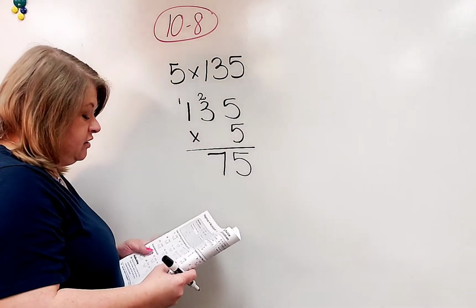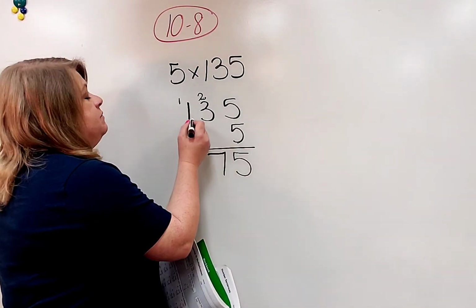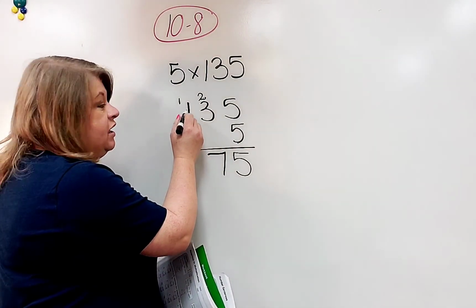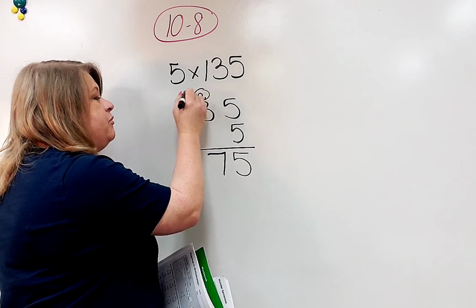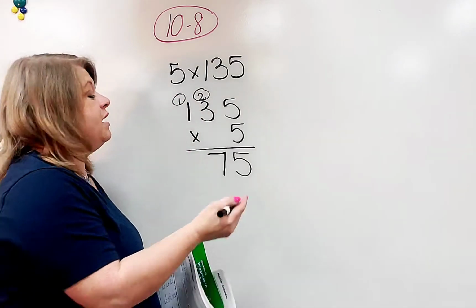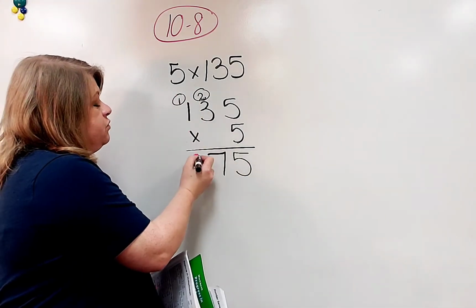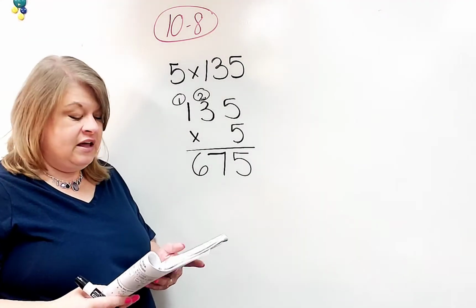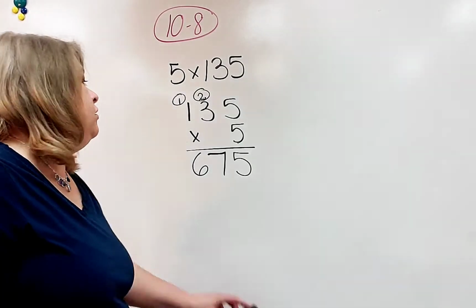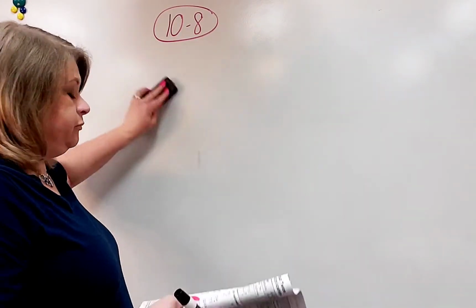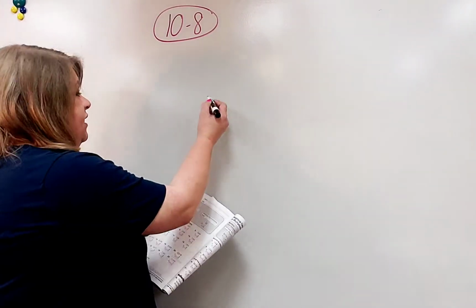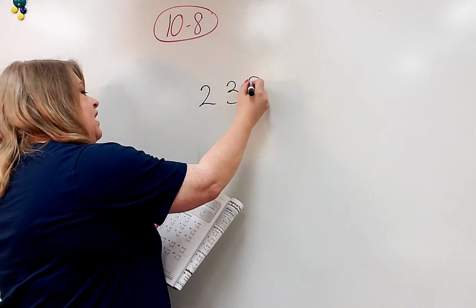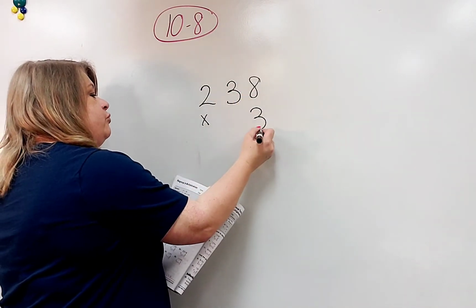All right. So then we have 5 times 1 is 5, but we add these numbers. You've got to remember, these are the numbers we add to the product. 5 times 1 is 5, plus 1 is 6. 675. Let's look at the examples here. We're going to try some together. Number 1 is 238 times 3.